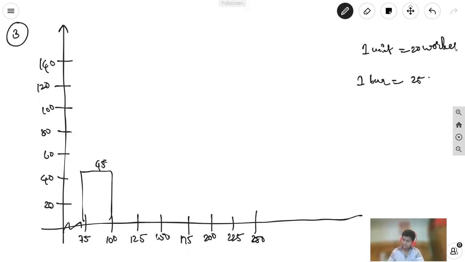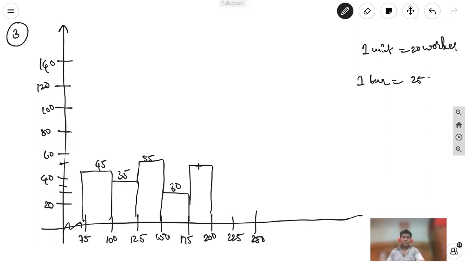Next, it is continuous. Continuous means connected. Connected bar graphs make a histogram. Then 35, then 125 to 150 is 55, then 30, then 50, and then the small part. Next, 225 to 250 is 140.